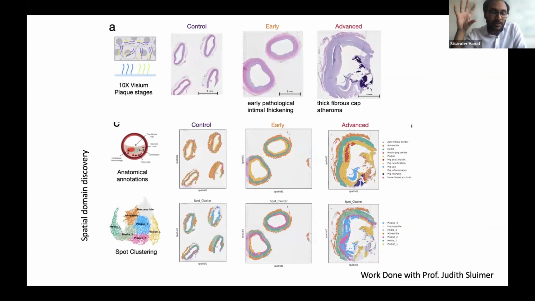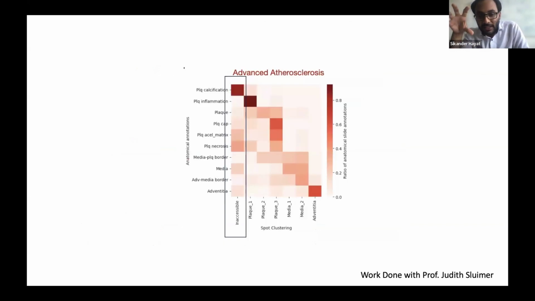To highlight the collaboration between computational and non-computational people, we did the annotation in two different ways. At the bottom, we annotated the spatial transcriptomics data using spot clustering, using all the transcriptomics and spatial data that we had in a computational analysis. We also worked together with Professor Slimer at Maastricht University to do the pathological annotation using a real human being looking at the pathology of the slides that we had. We could then compare the two.